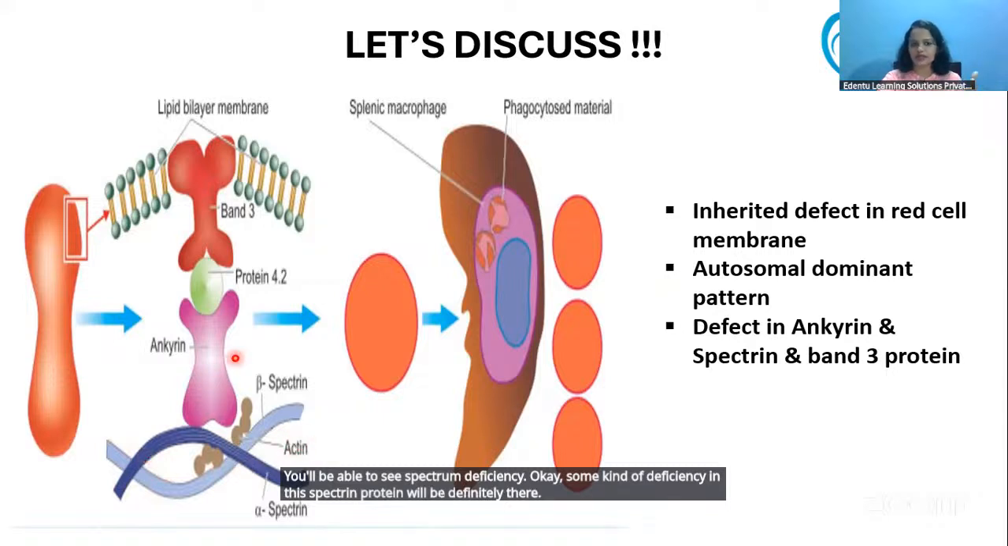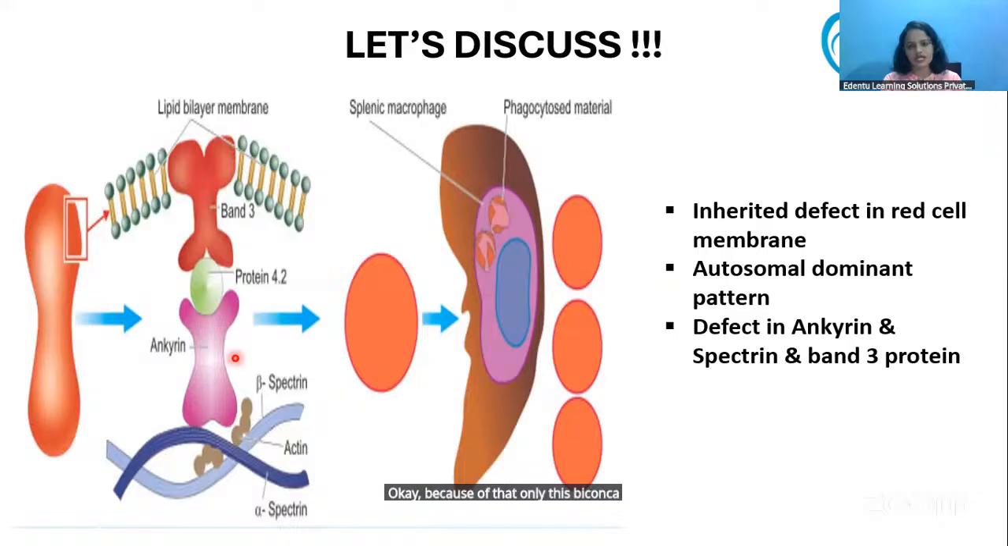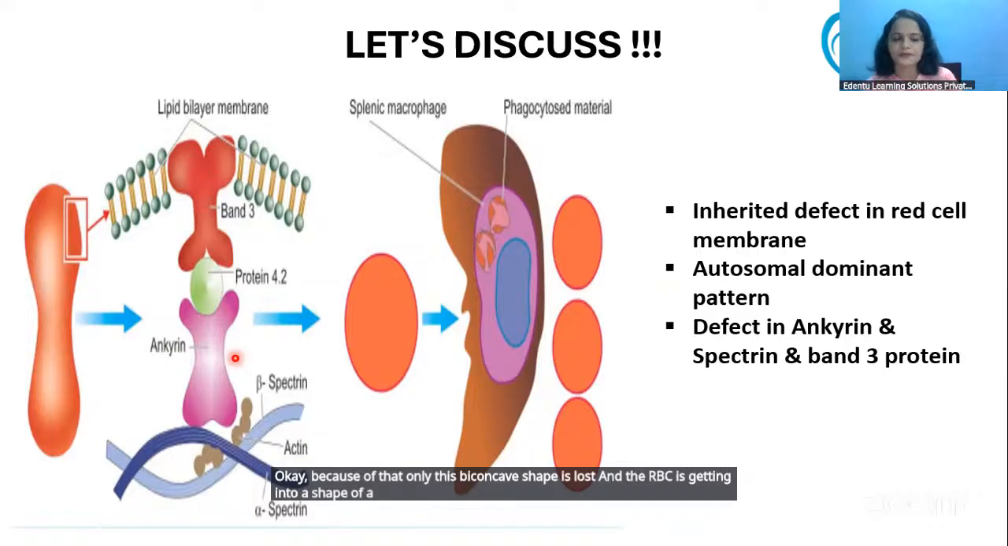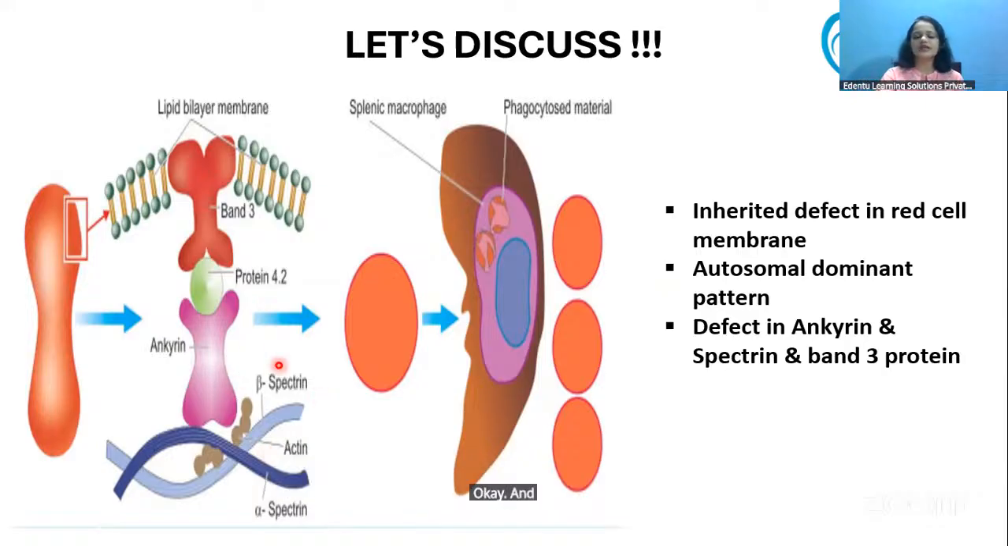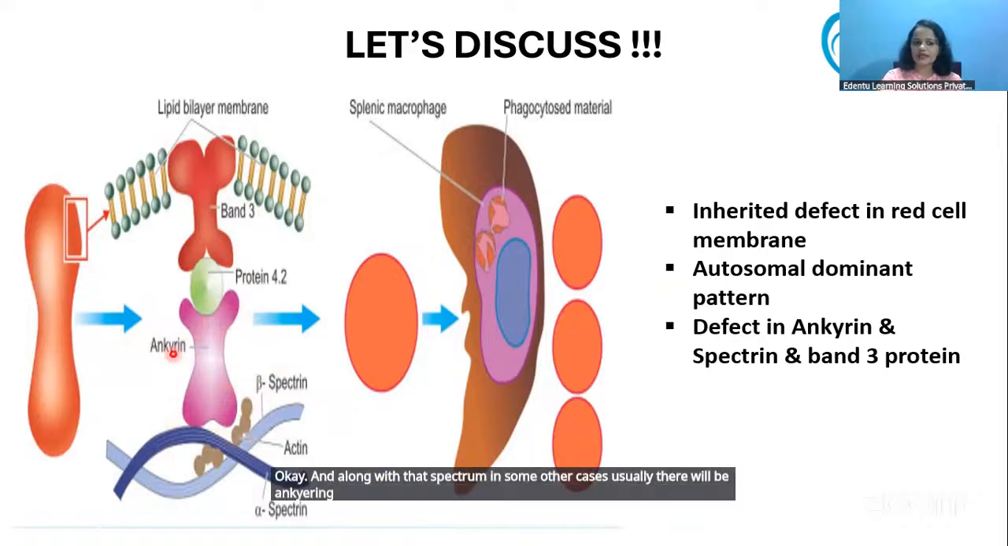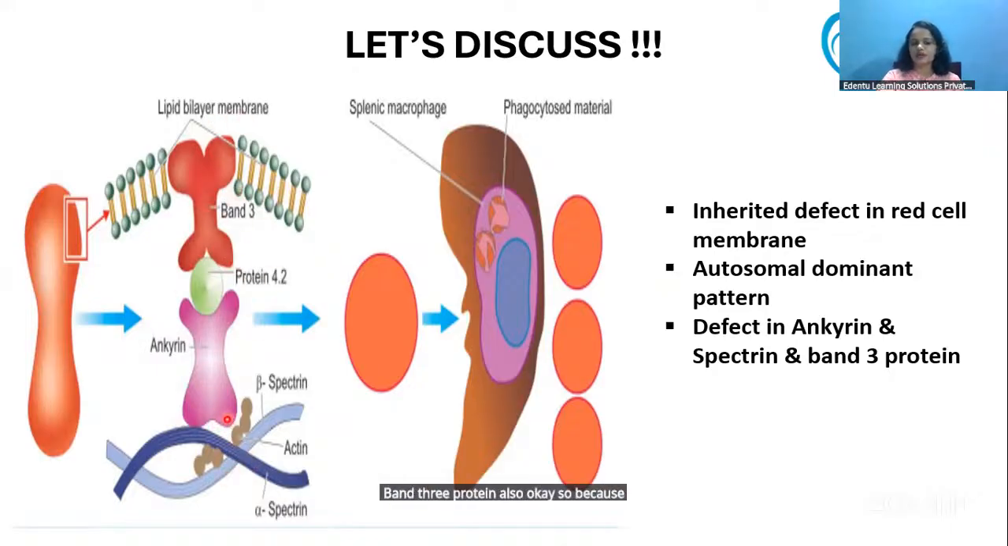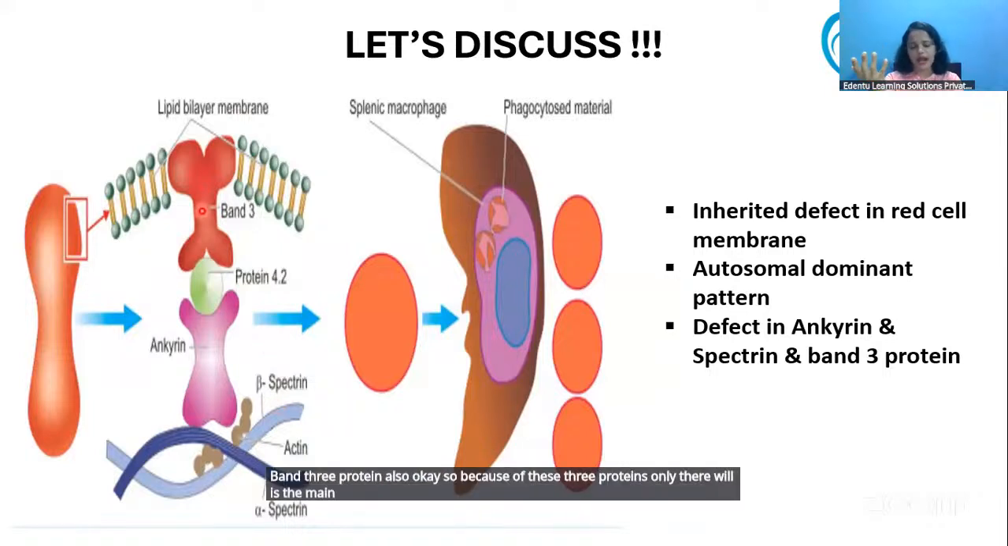Because of that, the biconcave shape is lost and the RBC gets into the shape of a sphere. Along with spectrin, in some other cases there will be ankyrin deficiency also. Ankyrin is the protein that binds between band 3 and the spectrin. So there will be deficiencies in ankyrin and band 3 protein also. These three proteins are the main pathogenesis behind the formation of spherocytes.